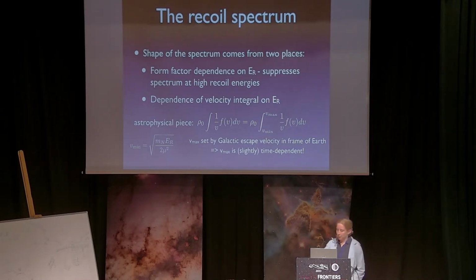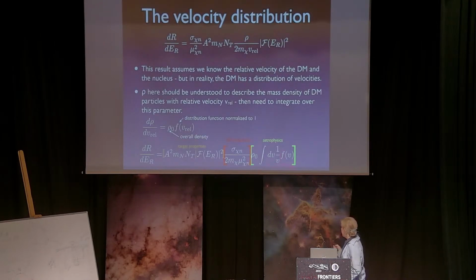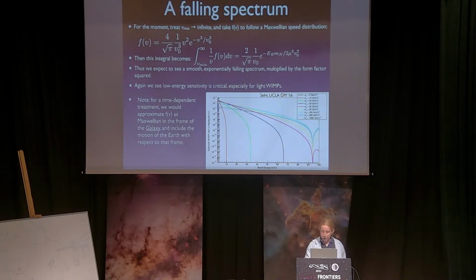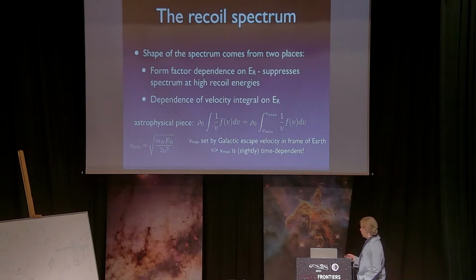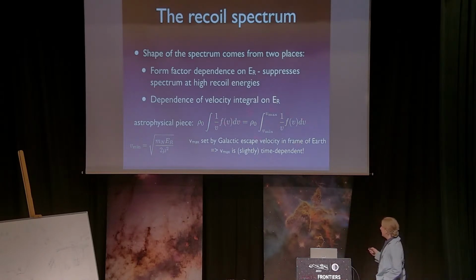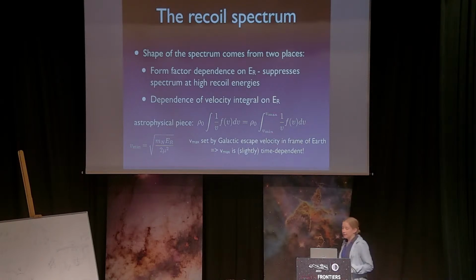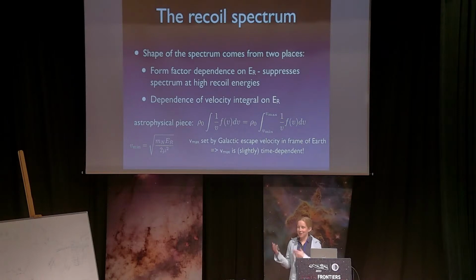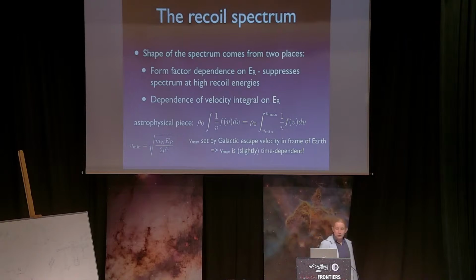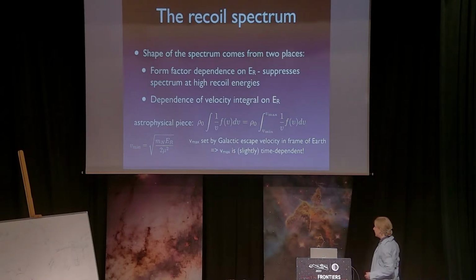But the other place is that, while I haven't written it explicitly here, this integral over the velocity depends on the recoil energy, because, well, let's just work it out. That astrophysical piece, we want to do an integral over 1 over V times the distribution of velocities in the halo. That is an integral between some maximum velocity and some minimum velocity. The maximum velocity in this distribution is going to be determined by how fast the dark matter particles can go without escaping from our galaxy. But the minimum velocity, as we said before, is the minimum velocity that can contribute to recoils at a given energy.